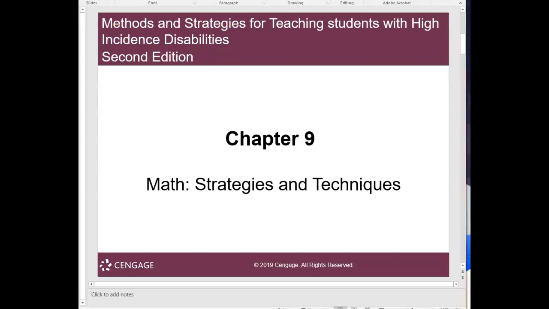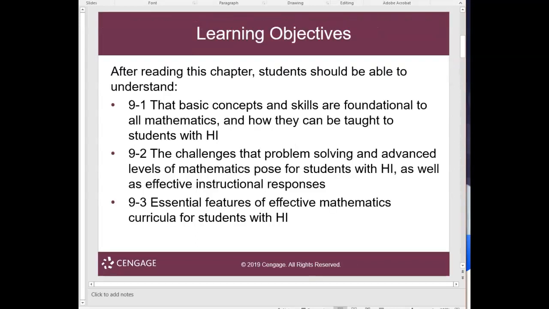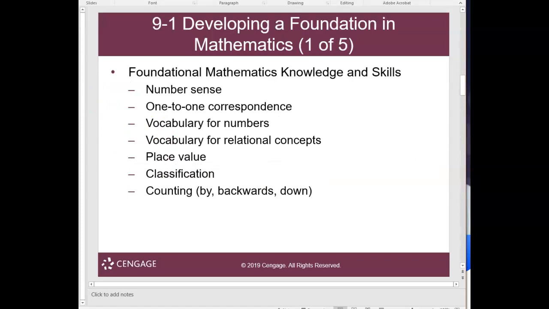Again, make sure you go into your textbooks to get even more ideas, and it'll go more in depth than this PowerPoint will, okay? So we just want to think about all of these things, especially the challenges that problem solving and advanced levels of math might pose for some of these students, as well as some effective instructional responses and effective instruction in general, okay? So, some foundational mathematics knowledge and skills.